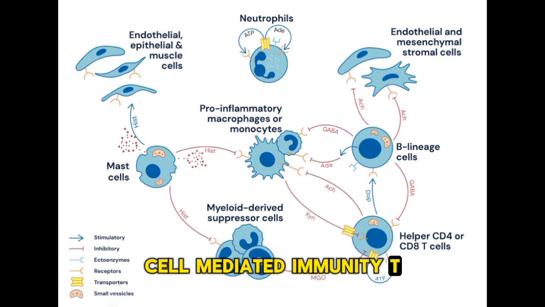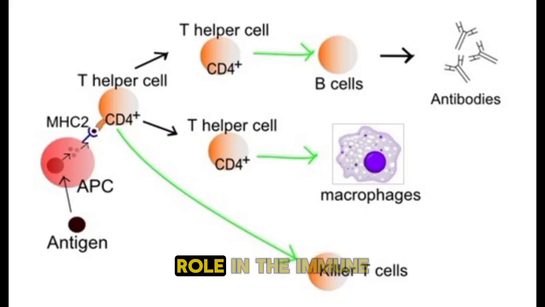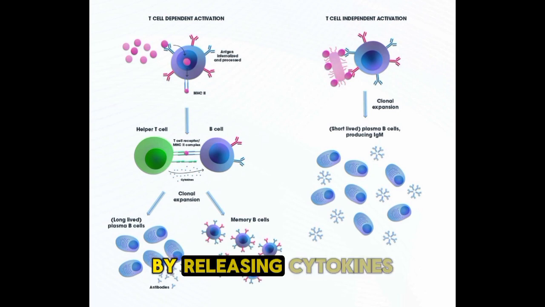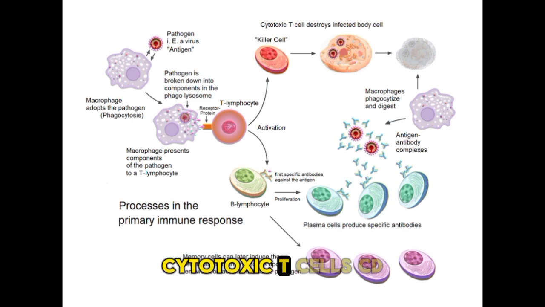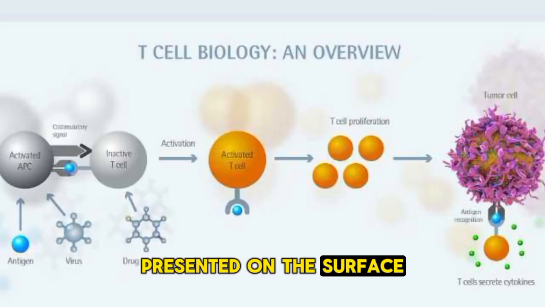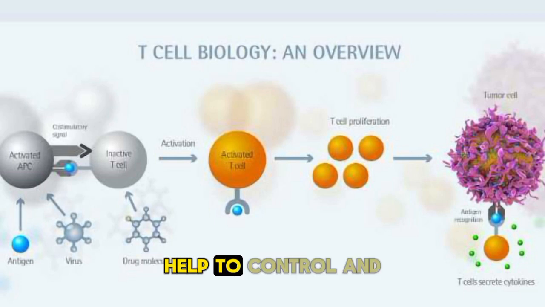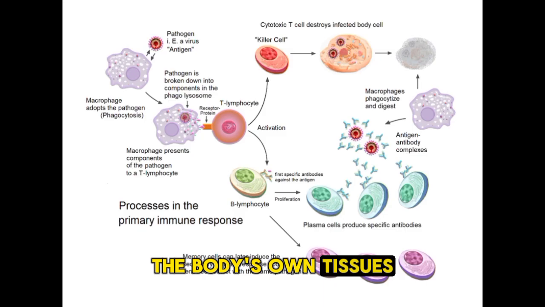Cell-mediated immunity. T cells. T cells are another type of white blood cell that plays a critical role in the immune response. Helper T cells. CD4+. These cells assist other immune cells by releasing cytokines, which enhance the immune response. Cytotoxic T cells. CD8+. These cells directly kill infected cells by recognizing small fragments of pathogens presented on the surface of infected cells. Regulatory T cells. These cells help to control and regulate the immune response, preventing excessive damage to the body's own tissues.